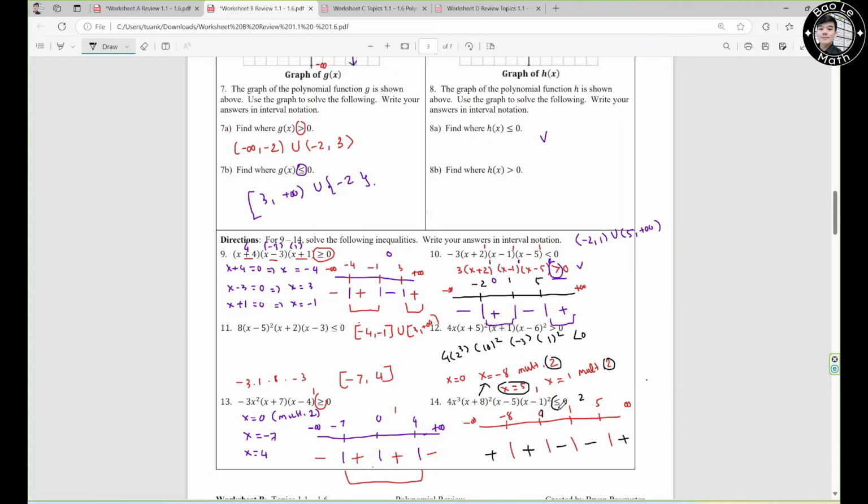Now I need to conclude. I need this one to be less than or equal to 0, so the answer must be this region right here. It's going to be 0 to 5, and I need to include the endpoint, so it could be 0 to 5 right here. And then right here, you see this one has multiplicity of 2, s equal to negative 8. This makes the inequality equal to 0, so this is going to be union with negative 8.